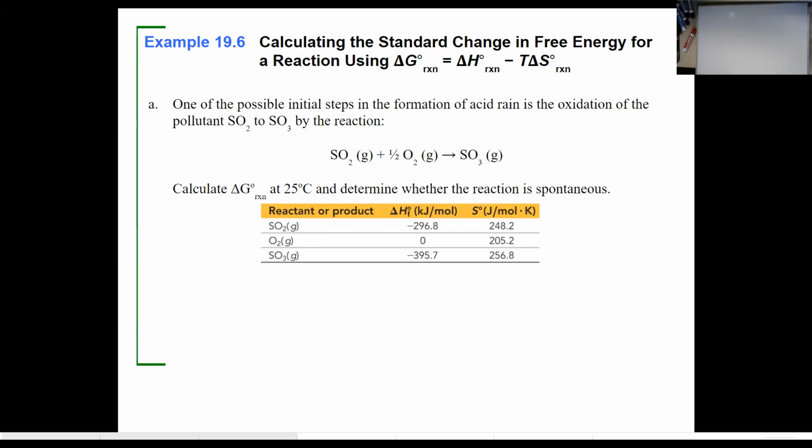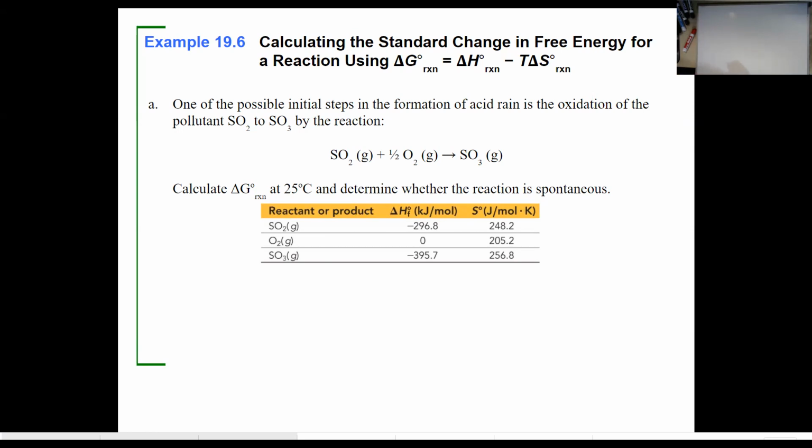All right, so here they're giving us the reaction of the formation of acid rain, okay? And they're asking us to calculate the delta G for the reaction by giving us the delta H and the S values, okay?